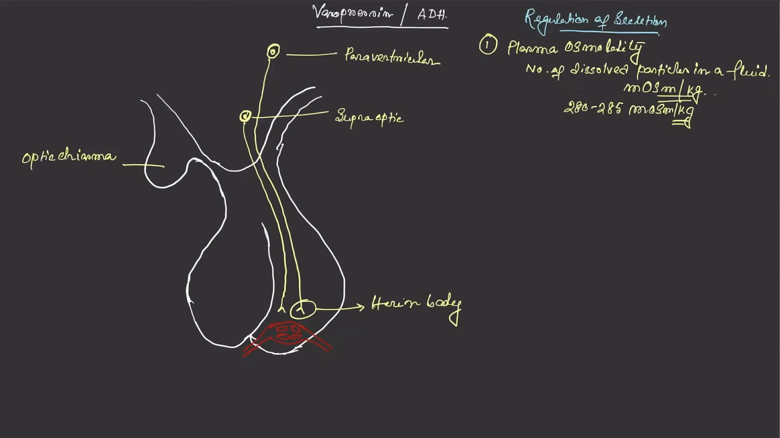Now the hypothalamus has a specific region, the anterior hypothalamus. To be more specific, it is over the OVLT. What is the full form of OVLT? It is the organum vasculosum of lamina terminalis, and also over the SFO, the subfornical organ. Whenever there is an increase in plasma osmolality, the OVLT fires and stimulates the supraoptic and the paraventricular nuclei, causing an increase in ADH secretion.